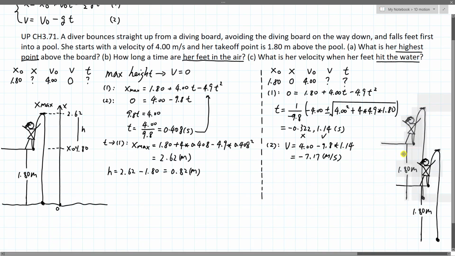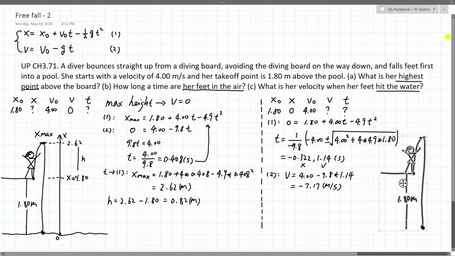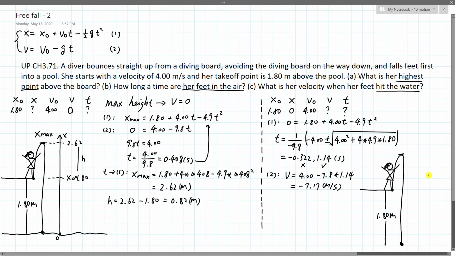Alright, I just borrowed the diagram. Okay, didn't get the water over, but that's fine. I'll just redo the water. I'll move it over here. Okay, that should be good enough. I'll just redo the water surface. And this is her trajectory more or less. So this is time equal to 0 at her feet right here. So this is time equals 0, and that is time equals 1.14 seconds.